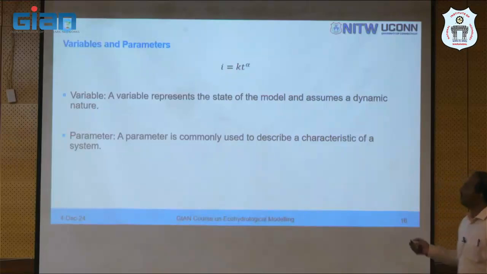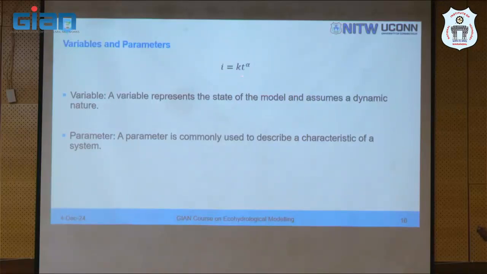Now this is the equation. Anyone knows what equation this is? Kostyakov equation for infiltration: I is equal to kT power alpha. There is one more, the modified Kostyakov equation: I is equal to kT power alpha plus beta.